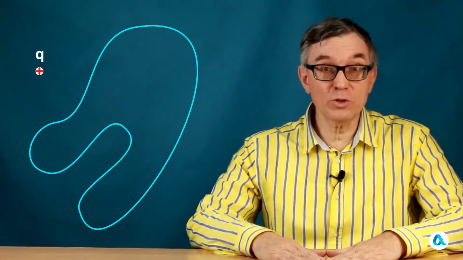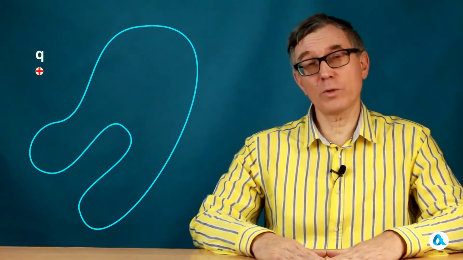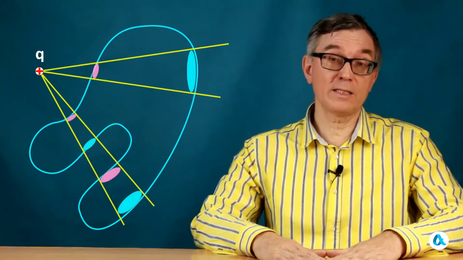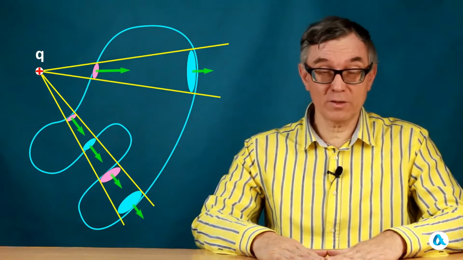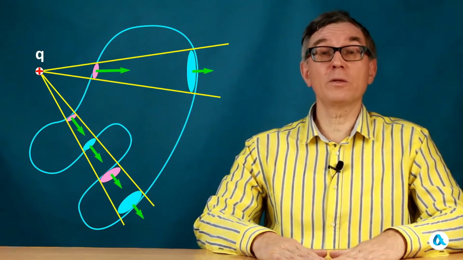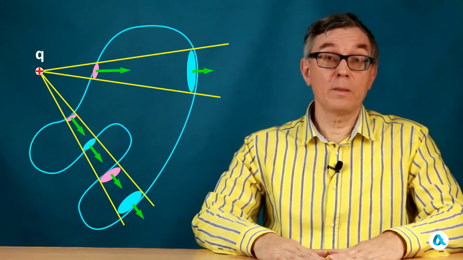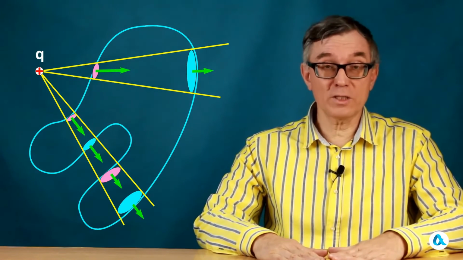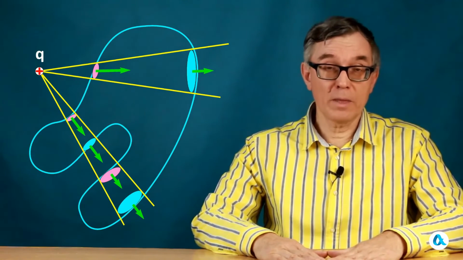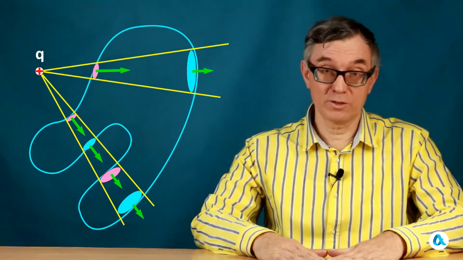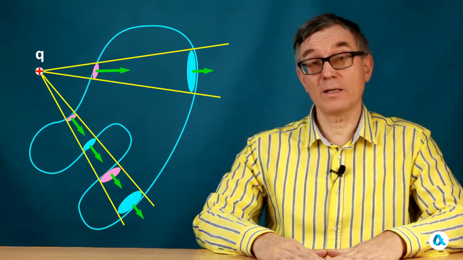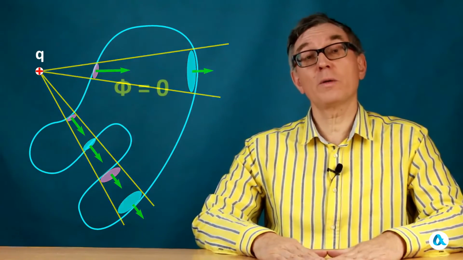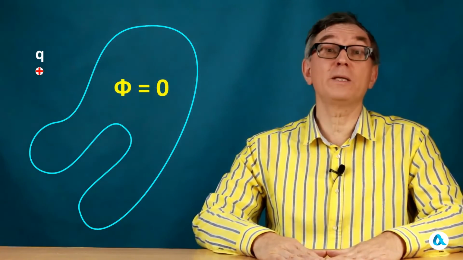But what happens if the closed surface does not enclose the point charge? In this case, we will similarly draw cones. And it is evident that for each area where the electric field enters, there is a corresponding area from which the field exits. We already know that the fluxes through these areas are equal in magnitude. However, the sign of the fluxes will be opposite. If the electric field exits the surface, the flux is positive, and if it enters, it is negative. Thus, the total flux through the closed surface will be 0.